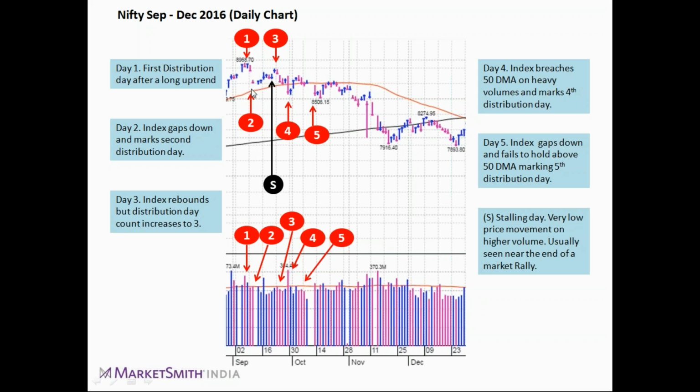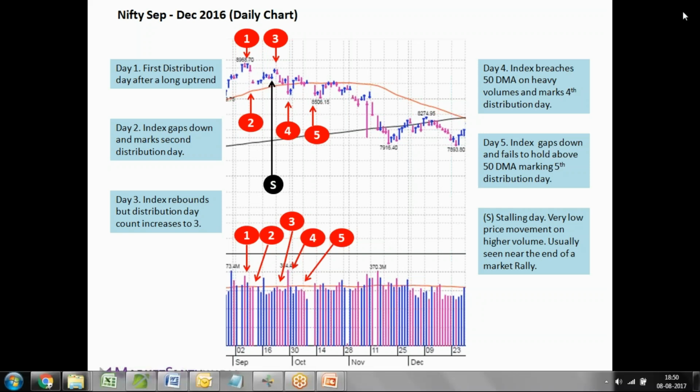The index managed to rebound a little bit, but then we see the third distribution day coming in. So the point marked 3 here, this is your third distribution day. Again, you can see volumes are higher than the previous day. Just like day 2, it's not necessary that volume should be above average. We are only comparing it to the previous day's volume. So here in day 3, you can see volume is higher than the previous day, and the index was down by more than 0.2%. So that was day 3.